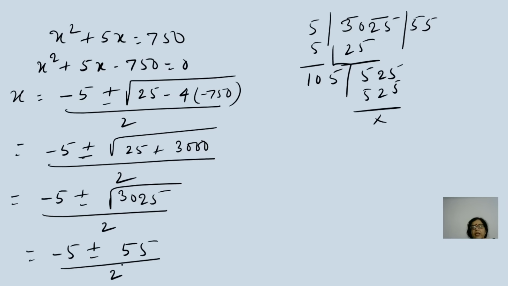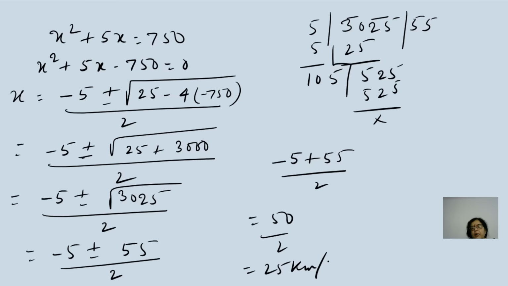So if we take the negative sign, the speed of the train will be negative, which is not possible. So we need to take the positive sign only. So this becomes minus 5 plus 55 by 2, that is 50 by 2, that is equal to 25 kilometer per hour. So the train is traveling at a speed of 25 kilometer per hour continuously.